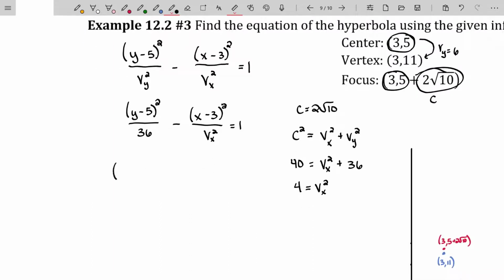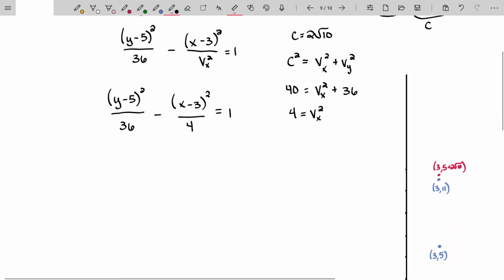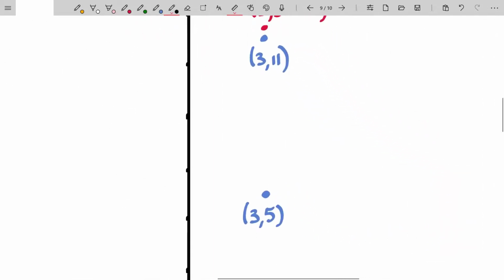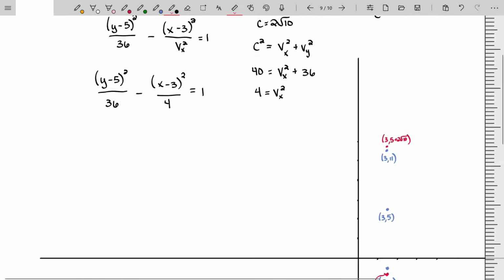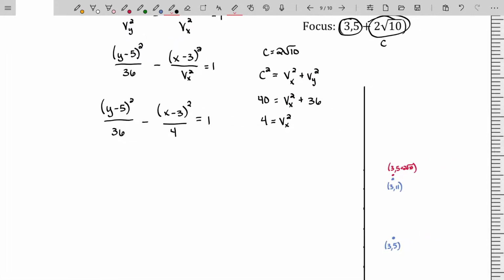So now we have our full equation, actually. We're pretty much done with that. I will go ahead and write this in. And the other thing you'll need here are the asymptotes for graphing. And remember, the asymptotes start at the center here, 3,5, and then you have a rise over run.